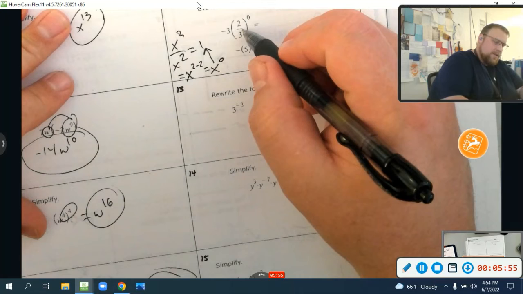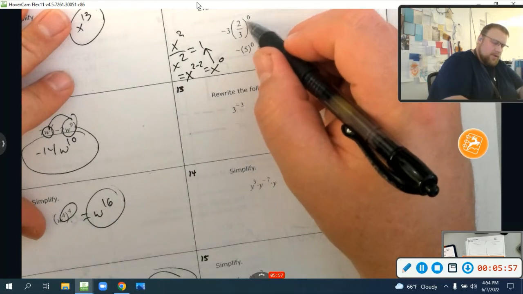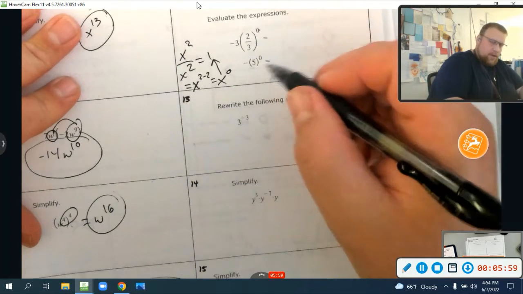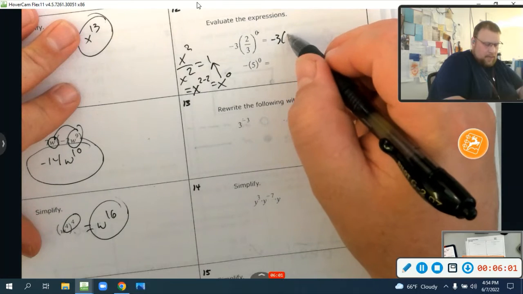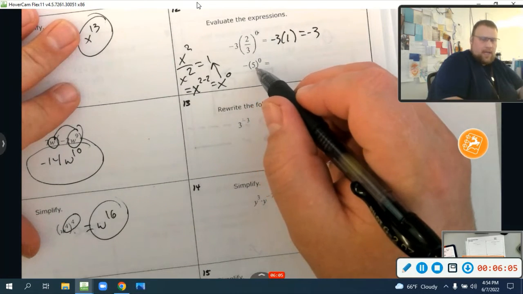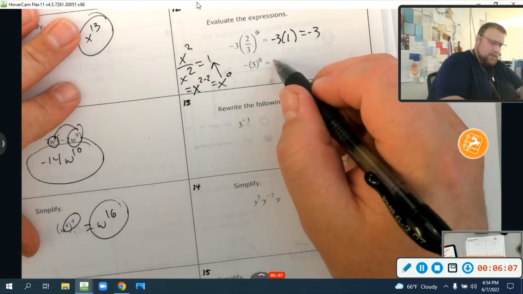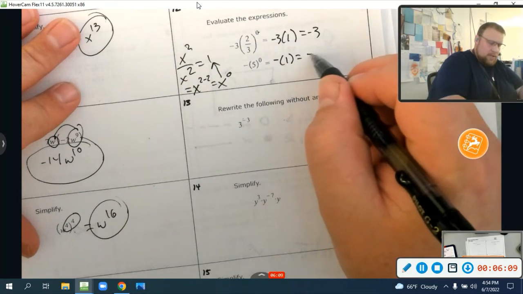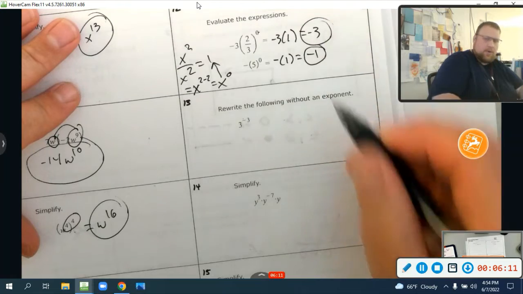Okay. So now 2/3 to the 0. This 0 only applies to the 2/3 here, so this is really going to equal negative 3 times 1, which is negative 3. Right here, the negative's on the outside of the parentheses, so 5 to the 0 is 1, so this is going to be negative 1. Those are our two answers.